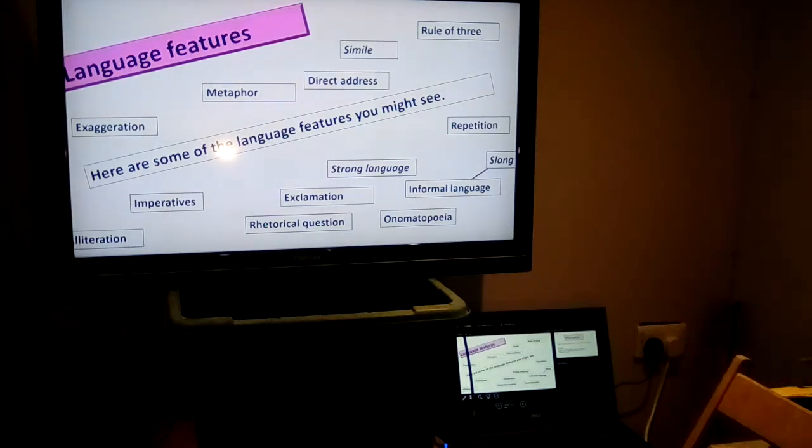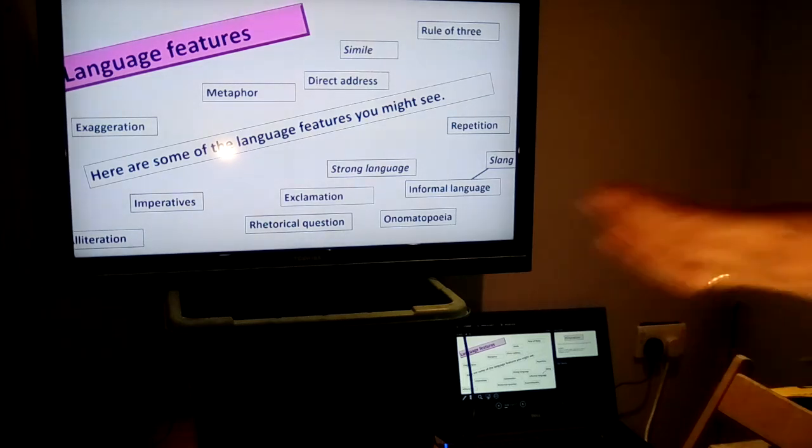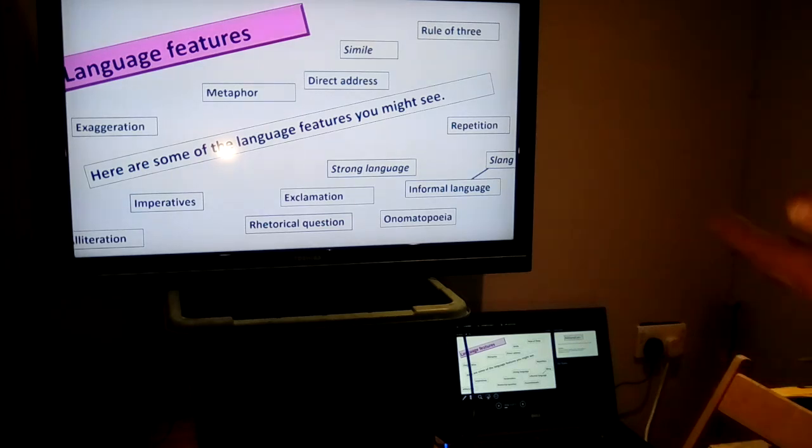You've got the rule of three, direct address, exaggeration, imperatives, alliteration, rhetorical questions, which is a favourite because you just got to look for the question mark, exclamations, strong language, repetition, informal language, which can also be called colloquial language or slang, and the sound words, onomatopoeia, crash, bang, thump. Those sorts of things are all the ones we're going to cover today, so that we can see or revise or remind ourselves about what they're for.